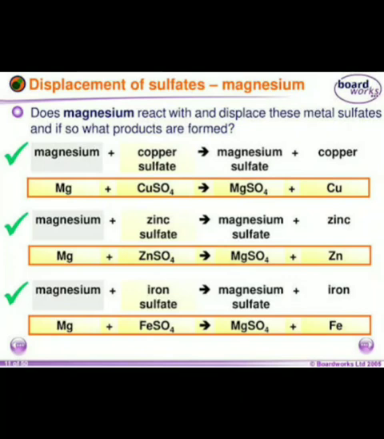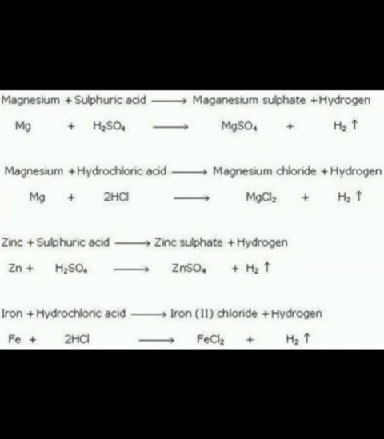The next one, see, metals react with acids. When magnesium reacts with sulfuric acid, understood, it produces magnesium sulfate plus hydrogen gas. That means the metals above hydrogen in the electrochemical series, that is active metals, are able to displace hydrogen from dilute acids. So here magnesium plus sulfuric acid produces magnesium sulfate plus hydrogen gas. And like this, magnesium plus hydrochloric acid produces magnesium chloride plus hydrogen gas.